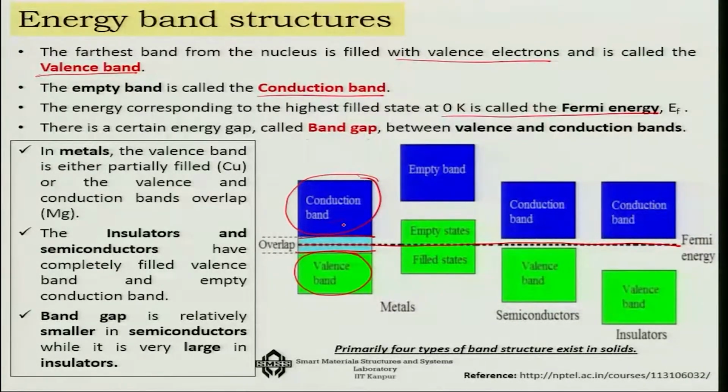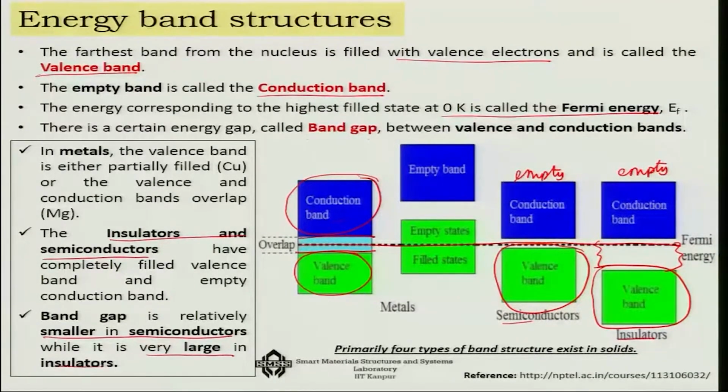So, there will be either an overlapping or they will be partially filled. On the other hand, the insulators and semiconductors have completely filled valency bands and empty conduction bands, like this: the valency band completely filled and this part completely empty. The same thing is true for the insulators. The only difference between a semiconductor and an insulator is that this gap is even larger in the case of the insulators. So, the band gap is relatively smaller in semiconductors while it is very large in insulators.